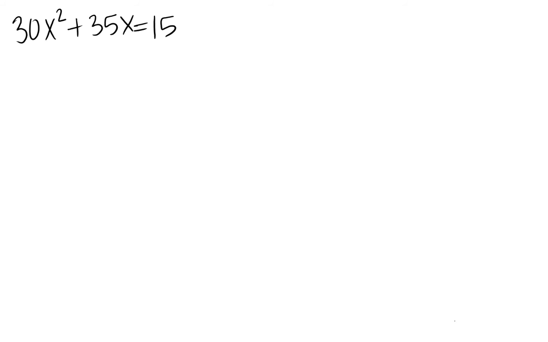All right, so for our second example, same steps. So step one would still be to put the equation into standard form. And right now it's not in standard form because the 15 is on the wrong side of the equation. So we need to move it to the left side of the equation, and to do so we would subtract it. So I'm going to have 30x squared plus 35x minus 15 equals 0.